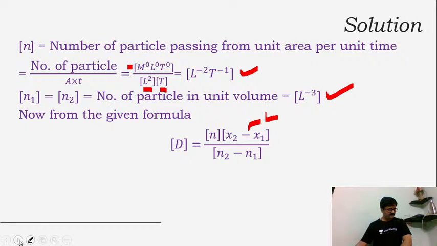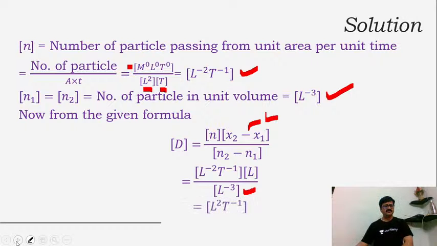Now if we substitute like this, then we tend to see that we'll get L raised to minus 2 T raised to minus 1 into L divided by L raised to minus 3. Okay. So thus upon solving this, we'll obtain it as L square T raised to minus 1. Simple. Is it not, my dear friends?